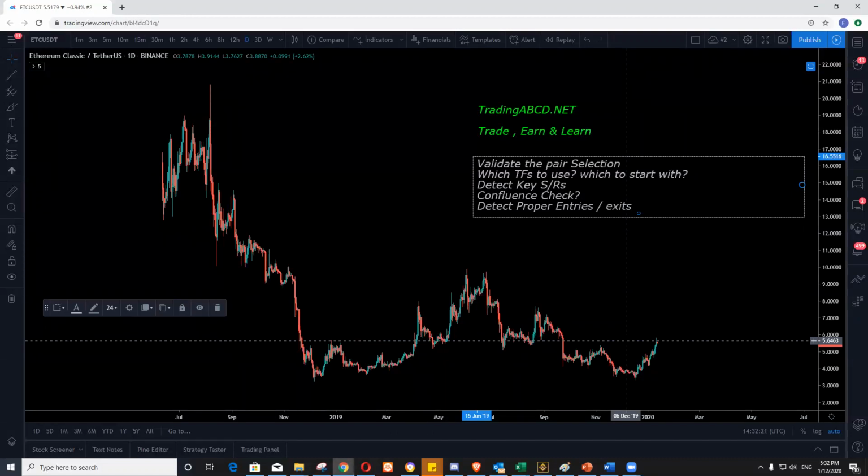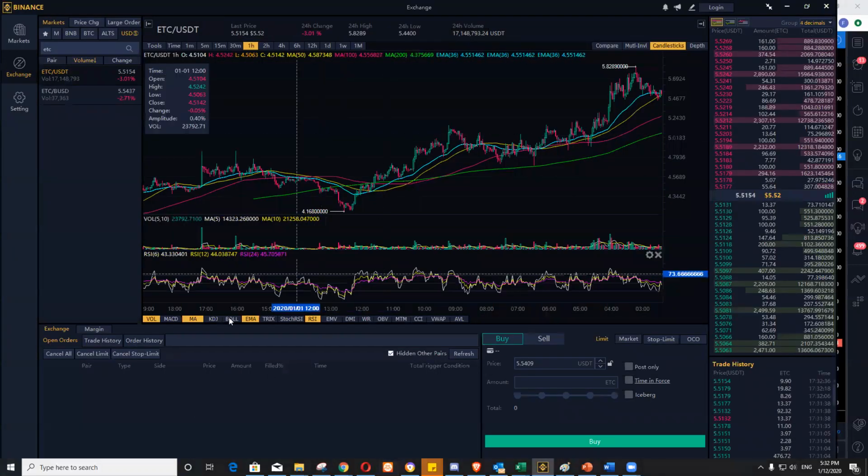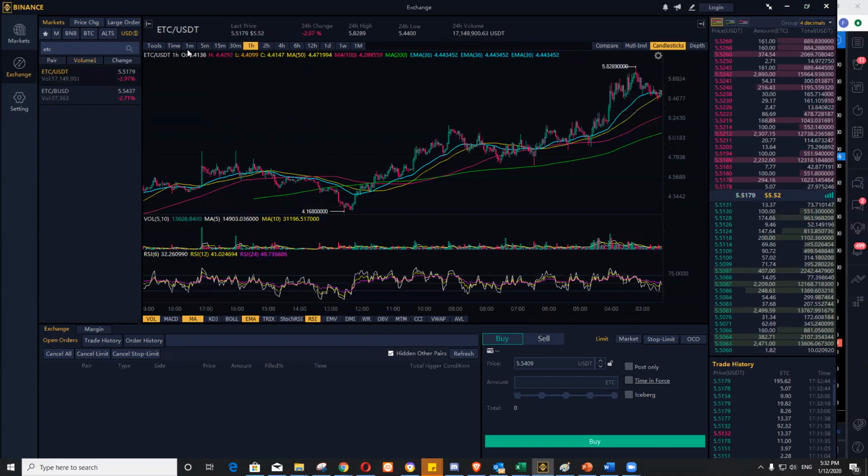Let's say there are 50 persons putting the same stop loss, and they are market selling, so they will create a huge sell pressure. And if there is not enough liquidity, actually it will be a big problem. So let's check the liquidity. I choose Binance itself because we will be trading this using Binance. This is the pair, Ethereum Classic USDT pair.